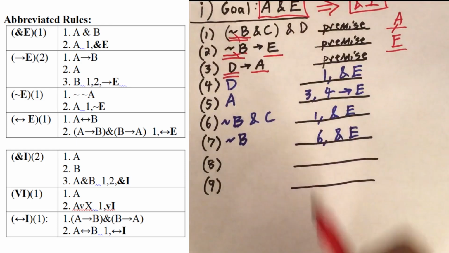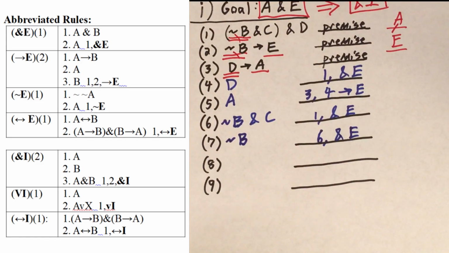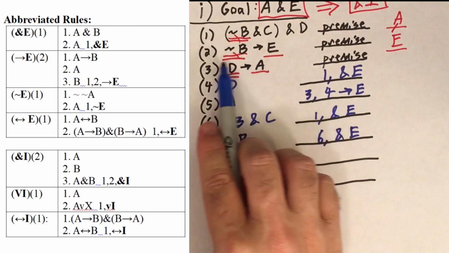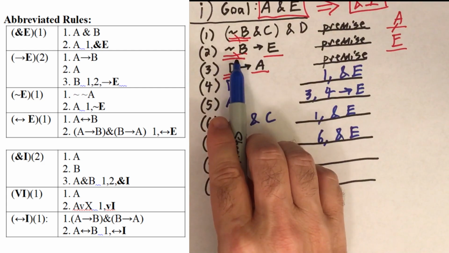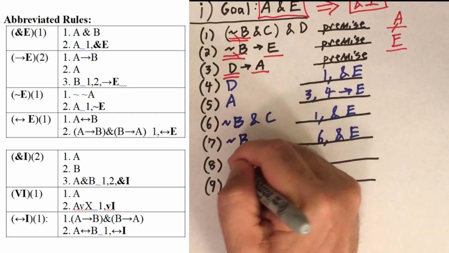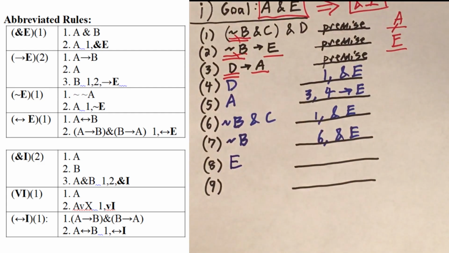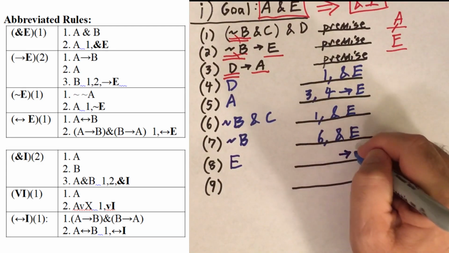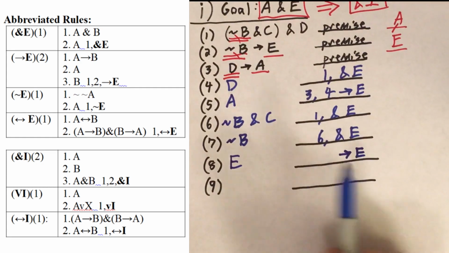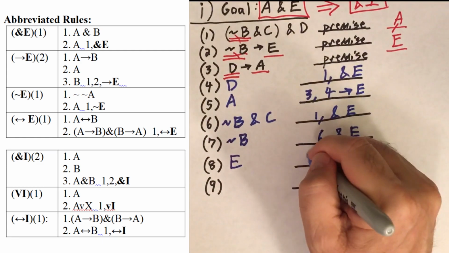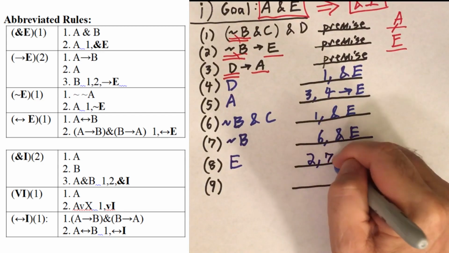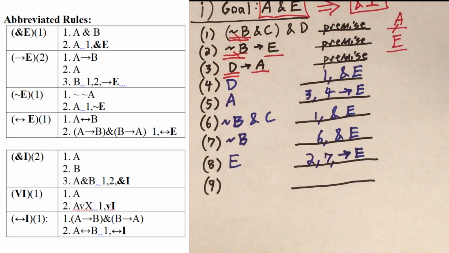I've got it. Because I've got negative B, what can I get? E. That was my sub-goal. Look at line 2. It says, if negative B is true, E is true, so E is now true by itself. What did I do? I took apart a conditional. Where was the conditional? Line 2. Where did I prove the left side? Line 7.